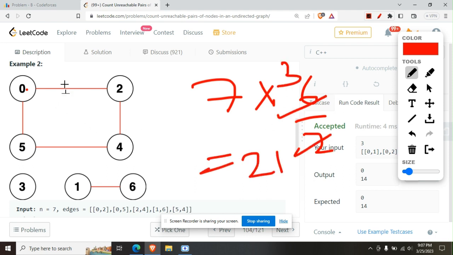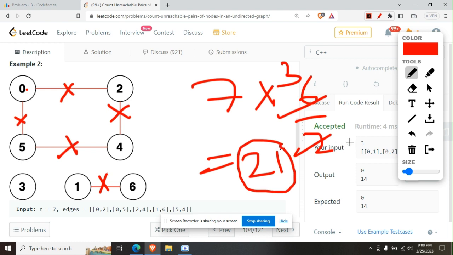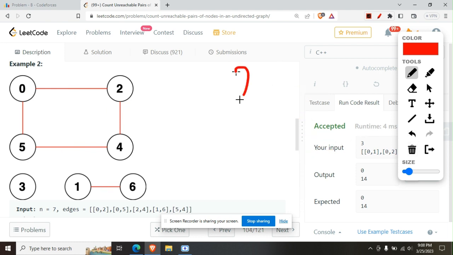Okay, let's just say they are individual and they want to form a pair. It can do it, right? 7 into 7 minus 1 by 2. So the total number of pairs it can form is 21 if there are, let's just say, no edges. Let's just say there are no edges, that it is not connecting, and every node is on an individual basis. Now if it were individual nodes, it could have formed 21 pairs.